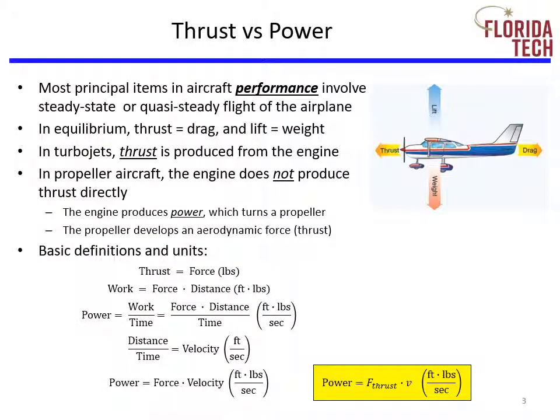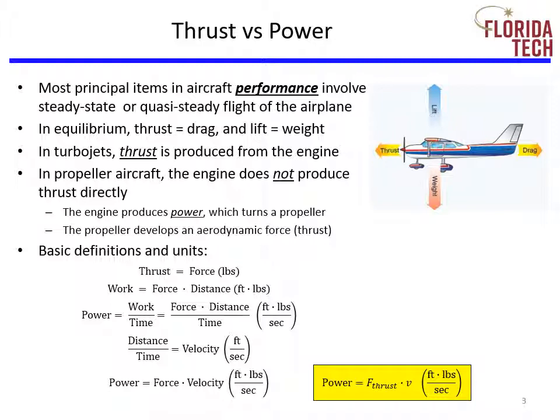Most principal items in aircraft performance involve steady state or quasi-steady flight of the airplane. And we know in equilibrium that thrust equals drag and lift equals weight. In turbojets, thrust is produced directly from the engine. In propeller aircraft, the engine does not produce thrust directly. The engine produces power, which turns a propeller, and it's the propeller that develops an aerodynamic force, which is the thrust. Let's go over some of the basic definitions and units.